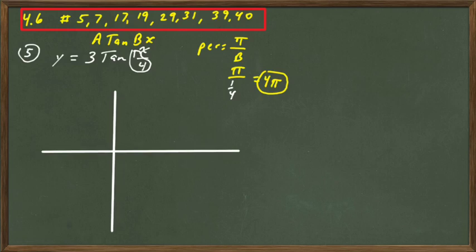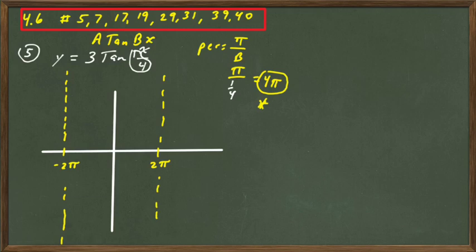You need to split it equally on either side of the y-axis. How far would it be from negative 2 pi to positive 2 pi? Hopefully this period. Draw your asymptotes and sketch your curve. And there we have one cycle for number 5.